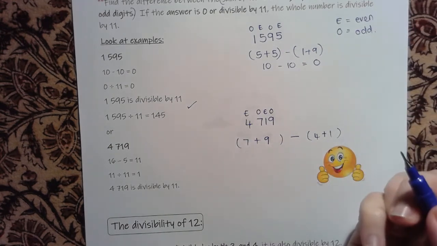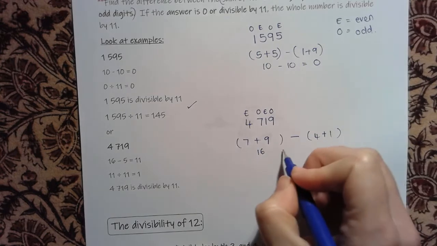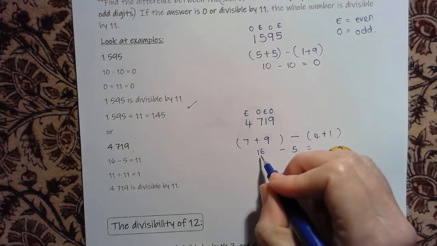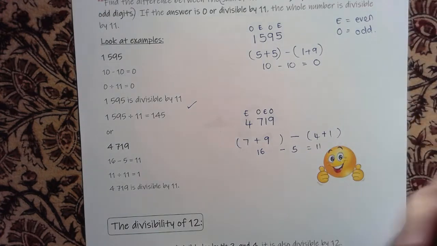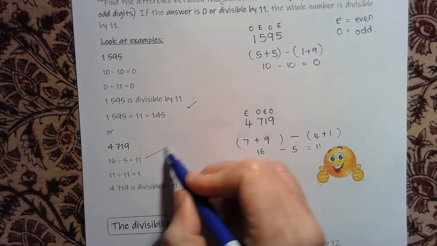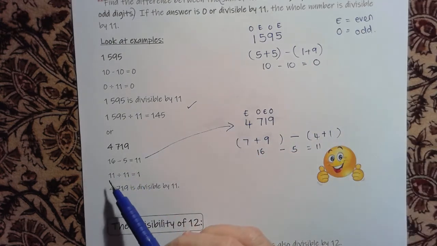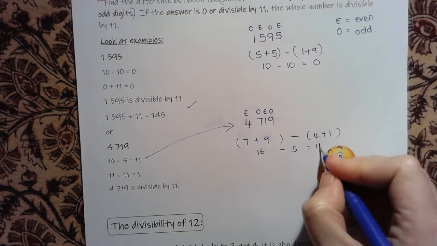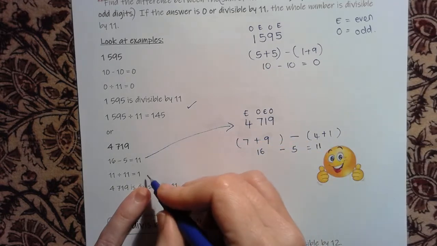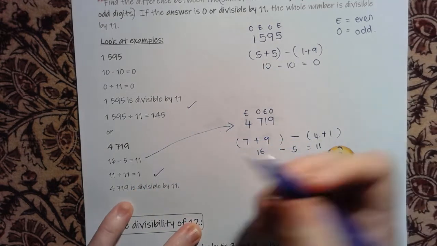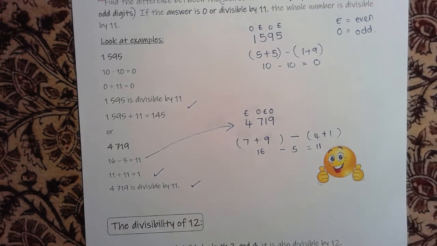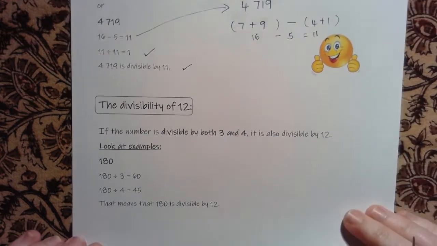So 7 plus 9 equals 16. Minus and 4 and 1 makes 5. So then you will get 16 minus 5 equals 11. So that's what I've written here. 16 minus 5 equals 11. This comes from this. So if I have 11 as an answer and you divide it by 11 to check whether it is divisible by 11 and you get 1 because we know that is the answer, then 4,719 is divisible by 11.